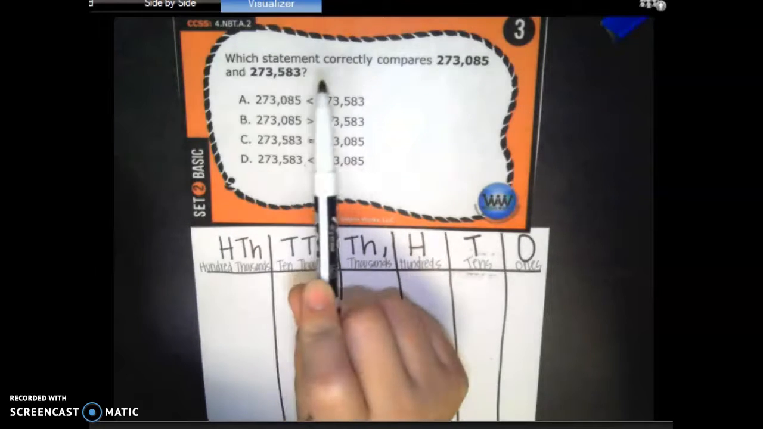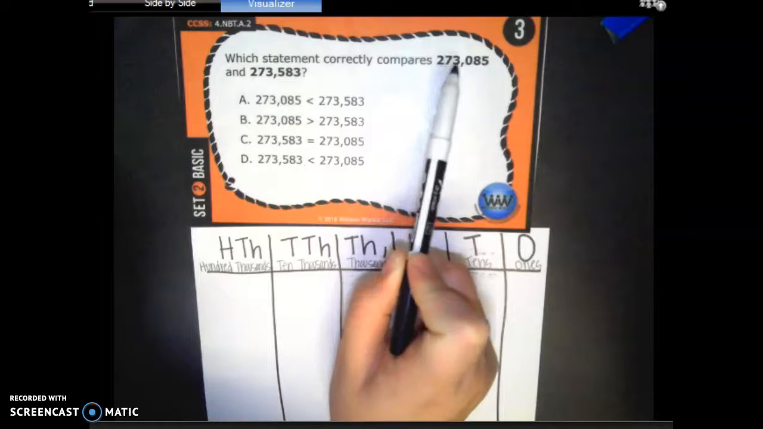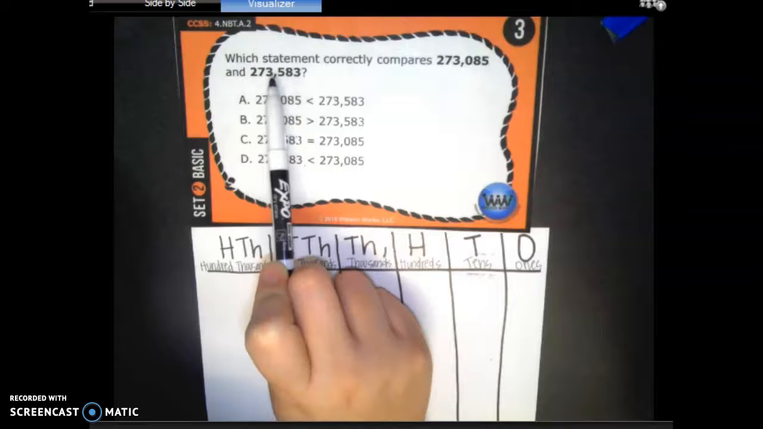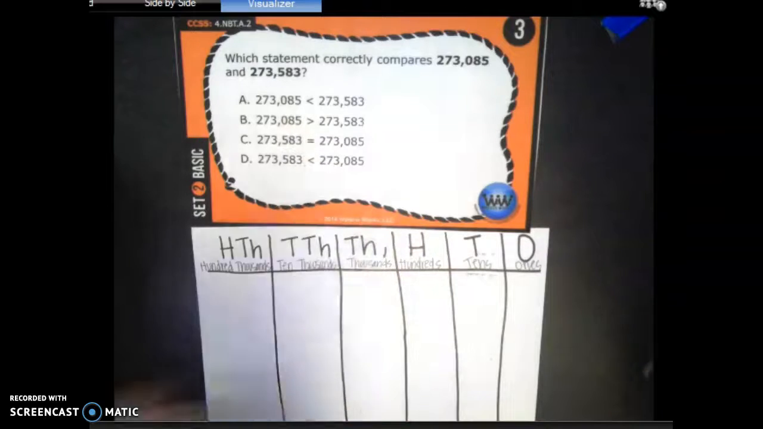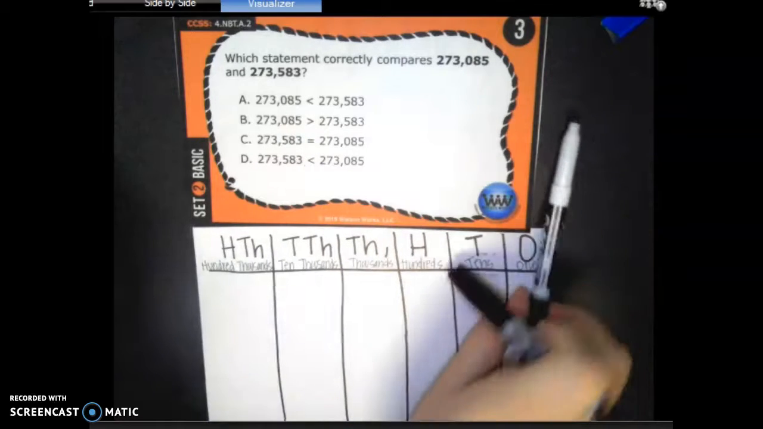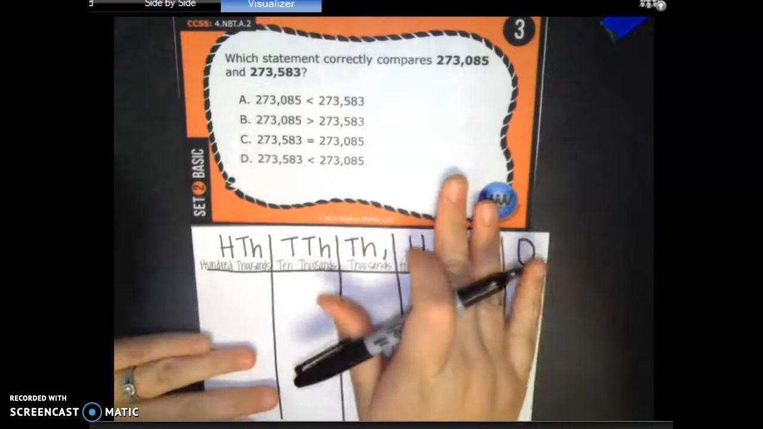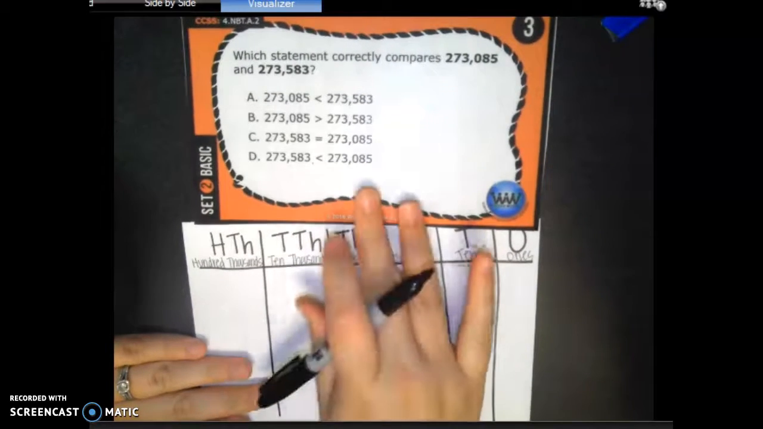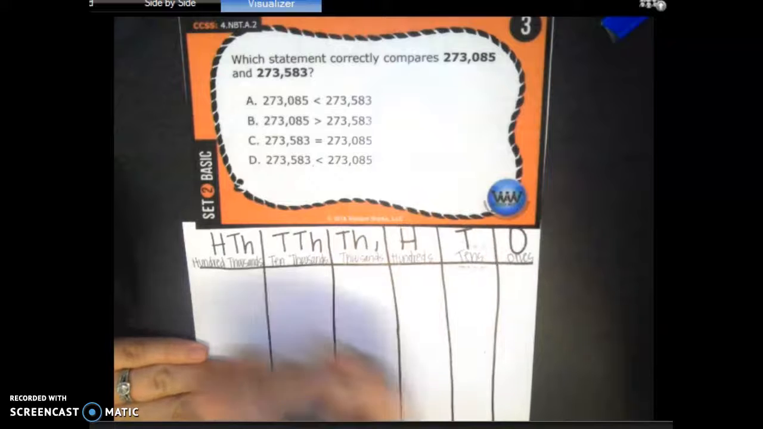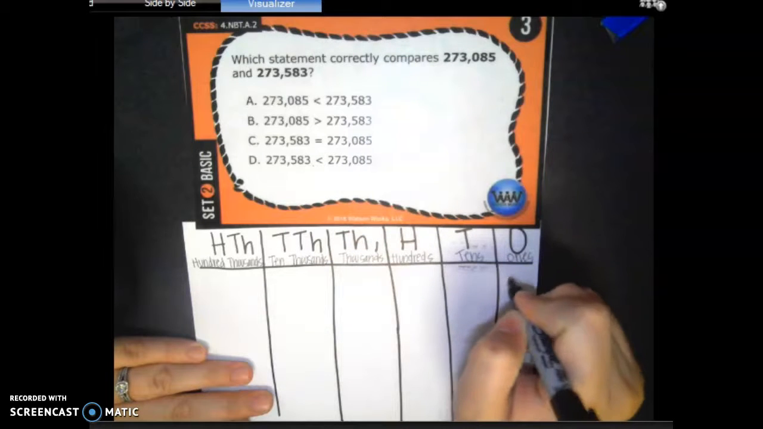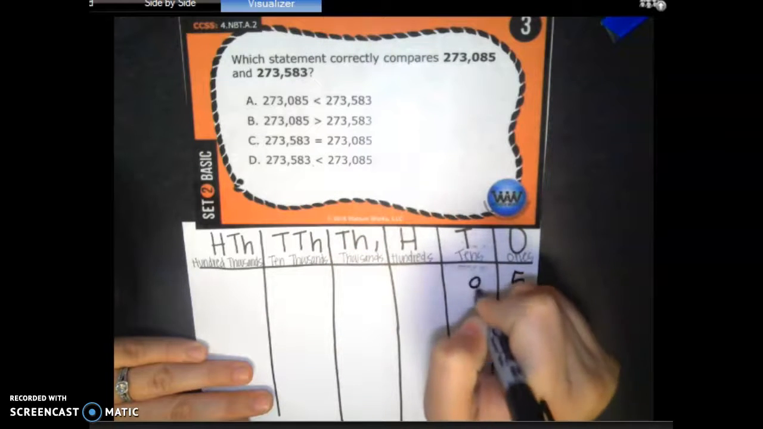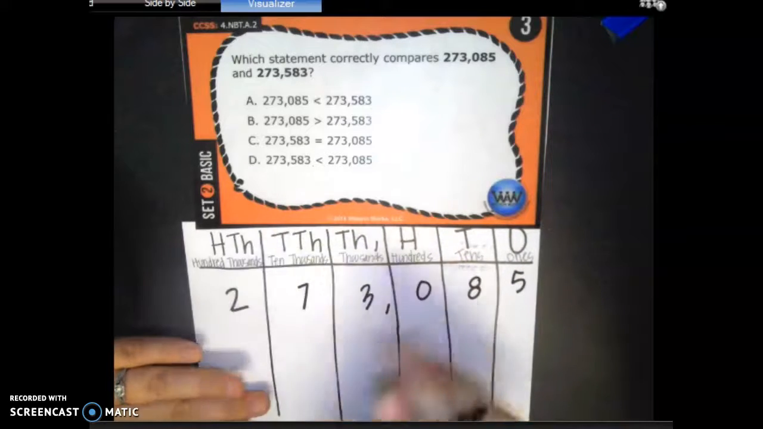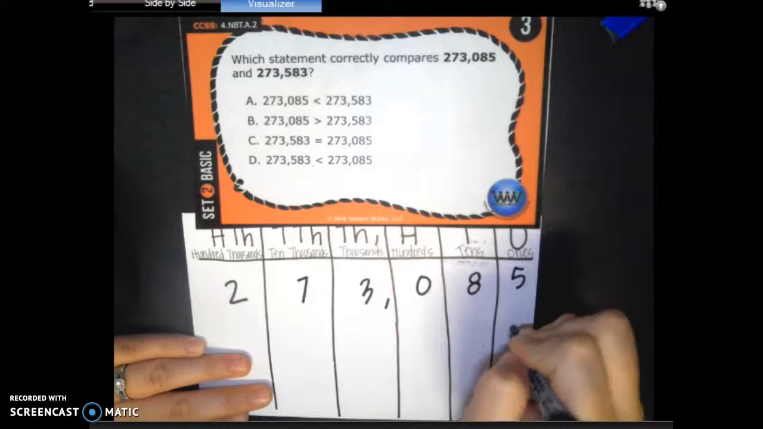It says, which statement correctly compares 273,085 and 273,583? So my two numbers that I'm comparing, and we're always going to plug them into a place value chart. So create your place value chart at home on a piece of paper or a whiteboard, and we're going to plug these numbers in. So because I don't want to mess up, I'm going to start with my ones. And then I'm going to plug in my other number.